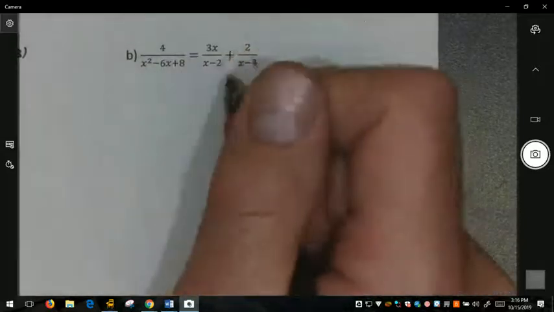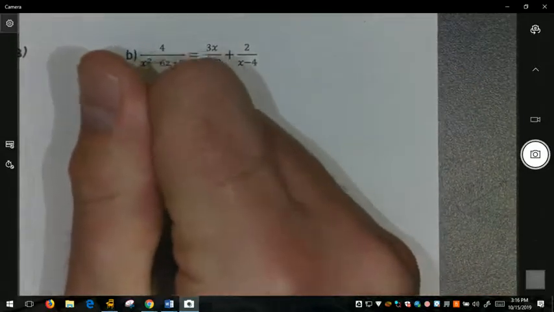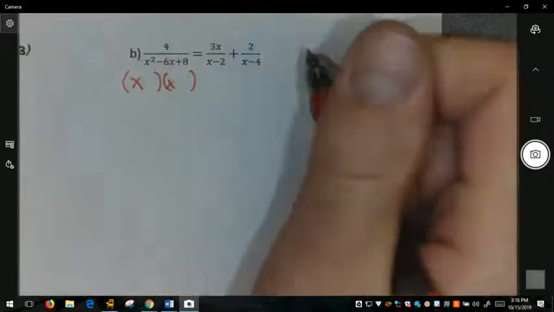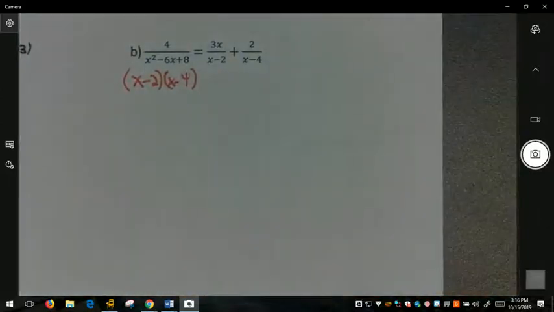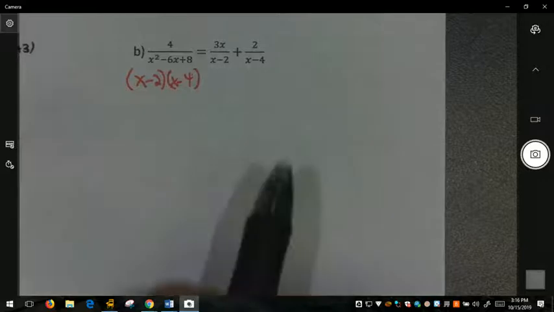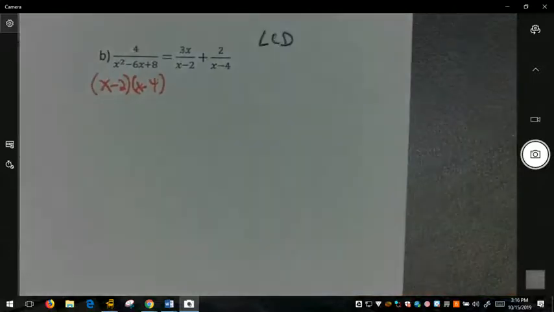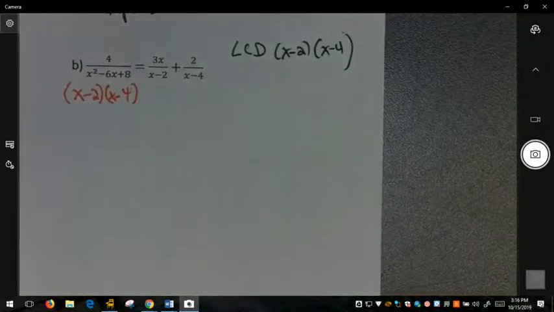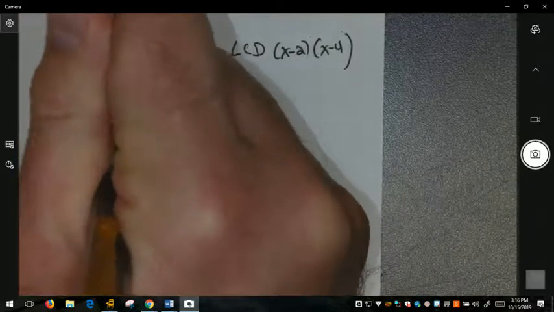In letter B, first off, as I go to find the least common denominator, since that's the first step, I need to make sure that I have every denominator in factored form. In factored form, this is x minus 4 and x minus 2. When I go to find my least common denominator, I can see that I have a common factor of x minus 2 and a common factor of x minus 4. So I'm now going to multiply every term on both sides by x minus 2 by x minus 4.